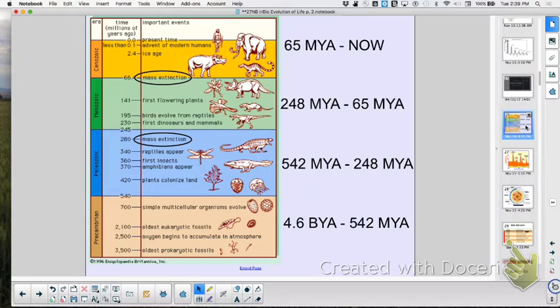So now we're at the Mesozoic. We start with early reptiles, but we end with early mammals. We start with early gymnosperms, but we end with early angiosperms. In the Cenozoic, we start with early angiosperms and end with herbs. Animal-wise, we start with early mammals and end with humans. So just keep in mind that if I ask you a question to identify the era, you can, because chances are I'm going to ask you that.